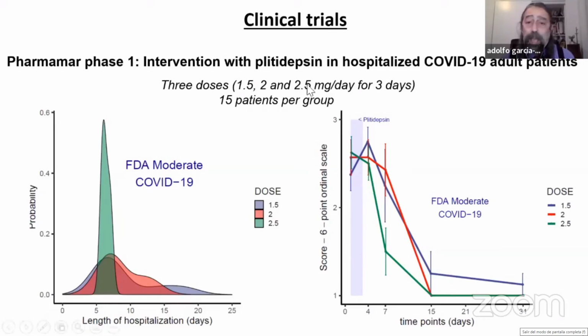And what we found is that at the higher dose, you can see that patients stay fewer days in the hospital as compared to the lower doses. And there is also a quicker resolution of symptoms in the people from this very small trial. So there is a tendency here to a beneficial effect of treatment with plitidepsin. That's not completely proven because it's a small trial and there is no placebo, but it indicates no severe events and a tendency with a higher concentration to get the benefit.